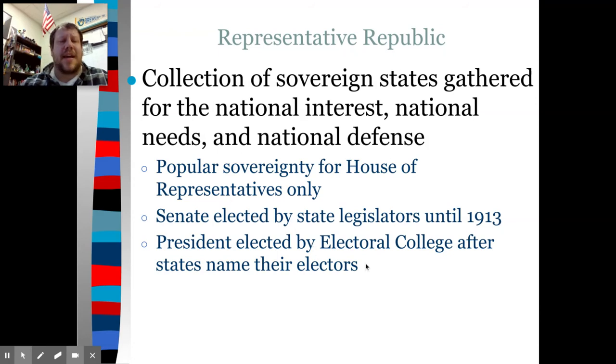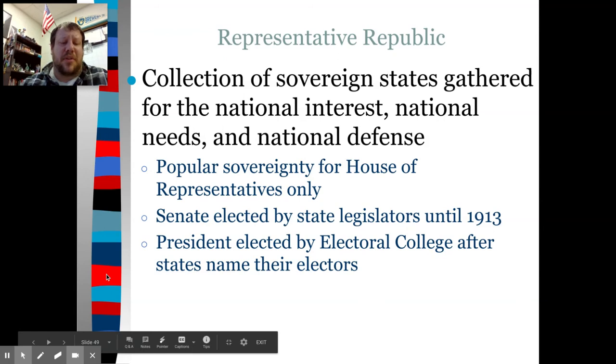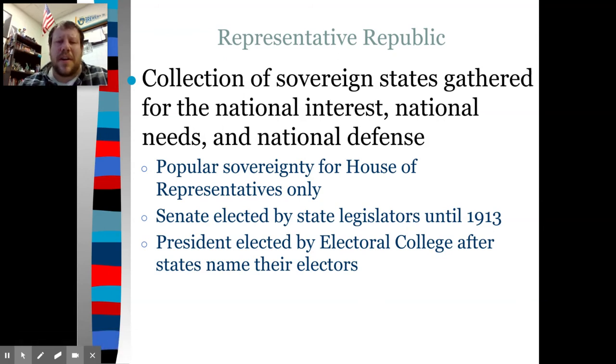Even still today, technically the President of the United States is picked by the Electoral College, when the states name their electors. And so really, are we that representative? It's kind of the big question we talk about here.